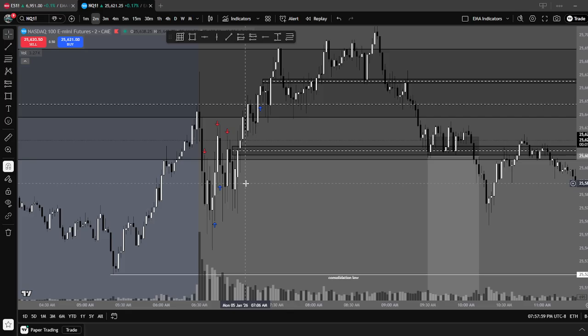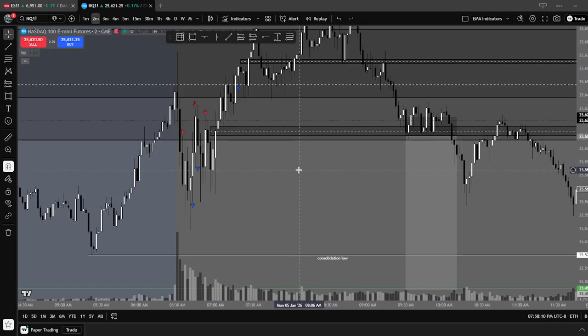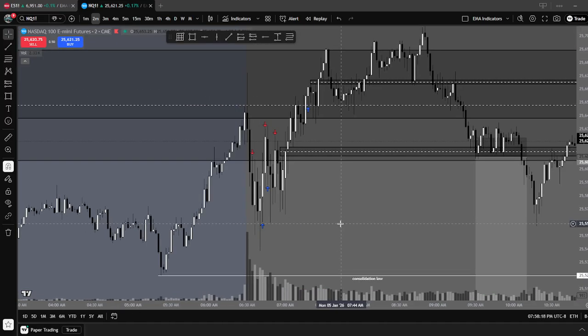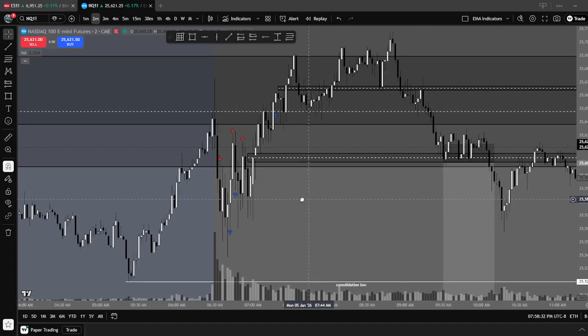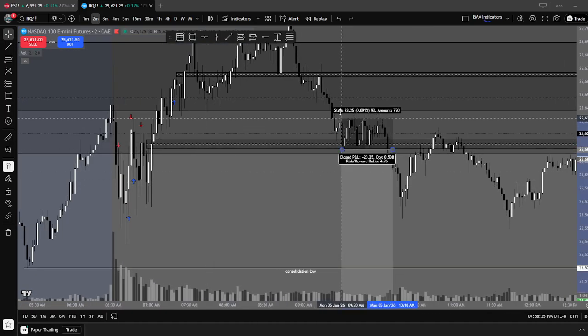Anyways, very, very far from my proudest trading day. Definitely feeling a little disappointed in myself, but it's okay. I need to learn how to manage my risk better. And it might be a good idea for me to be trading on micro instead of actual E-mini future, like E-mini NASDAQ. So I'll probably switch to micro just so I can manage my risk a little more accurately.